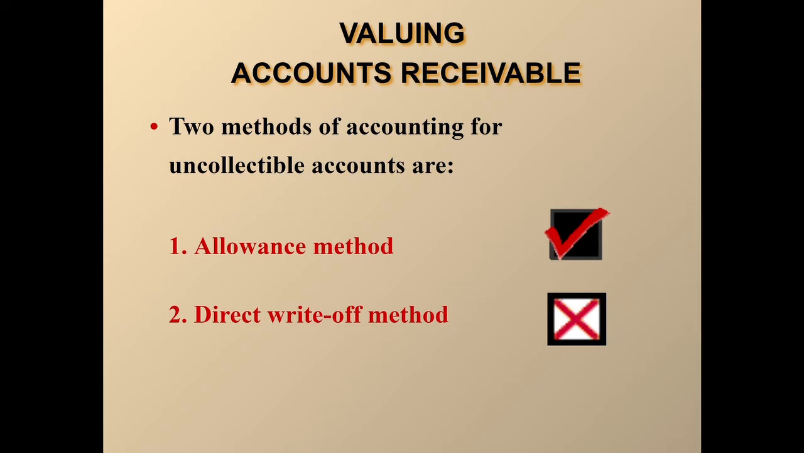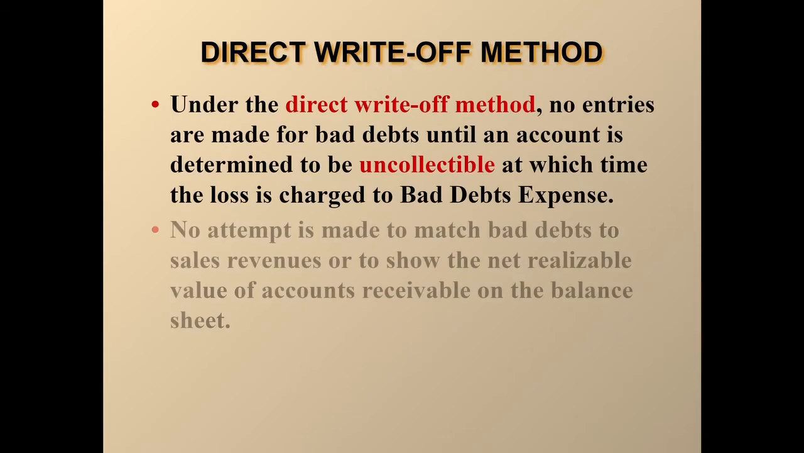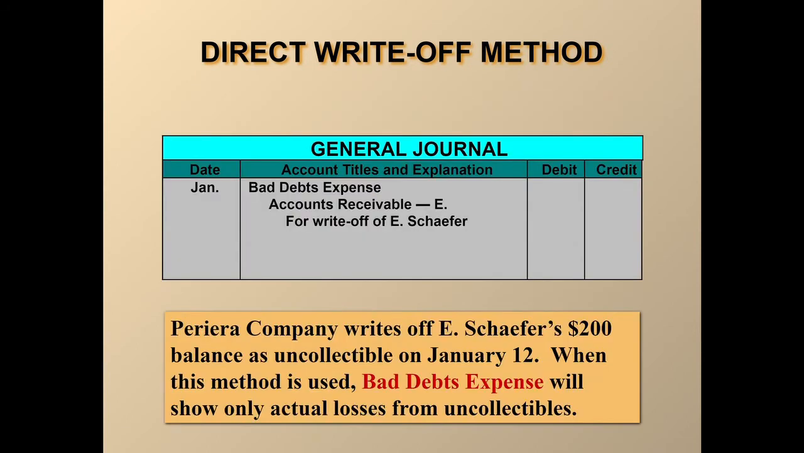So the first one they look at is the direct write-off method, and basically that just says that as soon as it's determined that so-and-so, in this case this Schaefer guy, he's a deadbeat, he's not going to pay his bill for whatever reason, as soon as that happens, they enter this write-off. Meaning they expense it to an expense account called bad debts, and they take it out of accounts receivable because they're not going to get that money. Okay, so that's the direct write-off method.